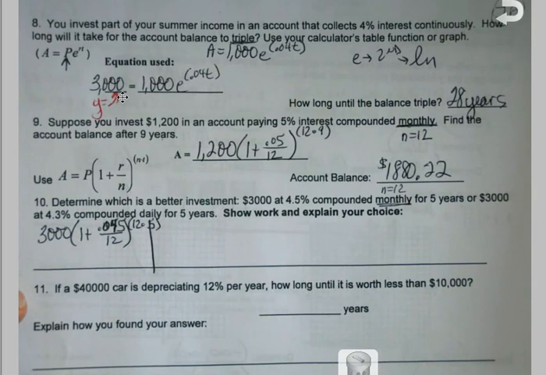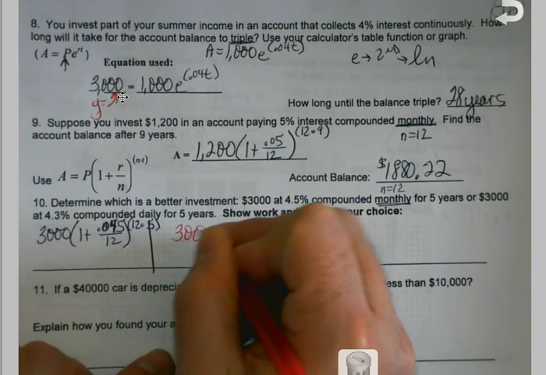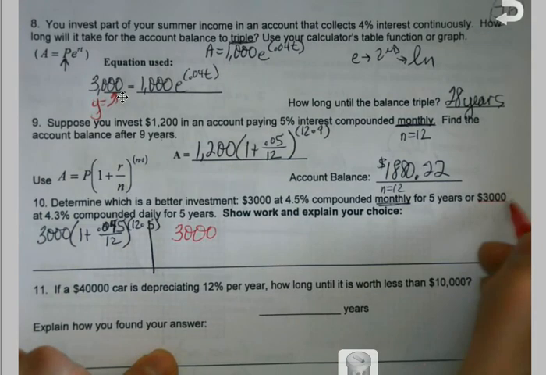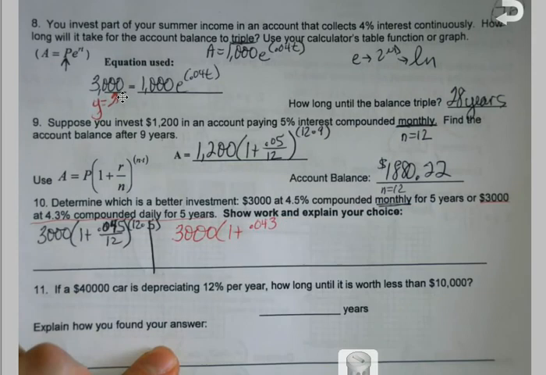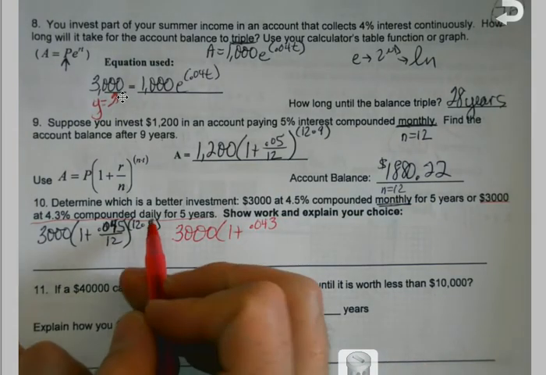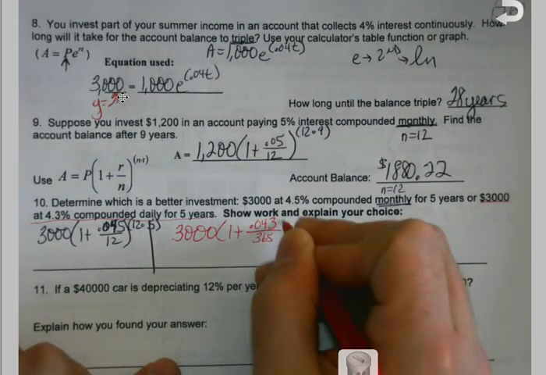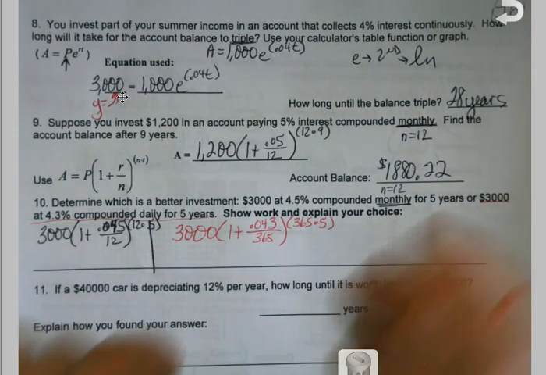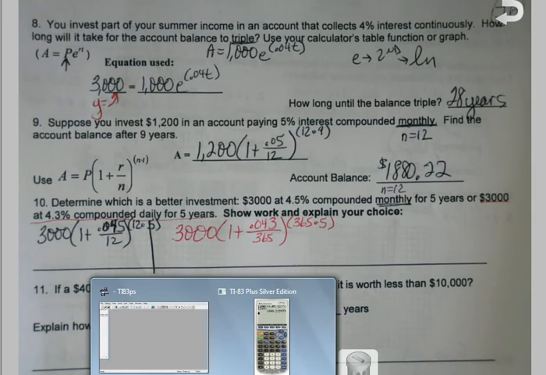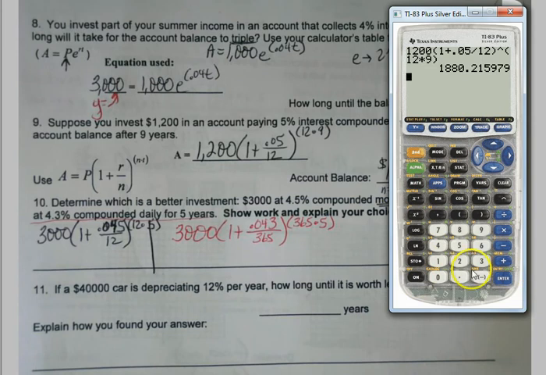So my exponent would be 12 times 5. And I'd crank that out. My other one starts with the same balance. Still got a little bit different of a percentage, 4.3. Compounded daily. Ooh, what's my n value going to be? 365, because there's 365 days, in most years at least. And so my exponent will be 365 times the 5 years. So I need to figure out here which one of those is going to bring me in the best cash flow.